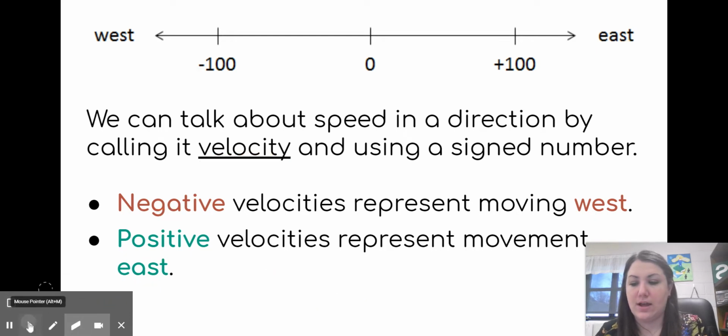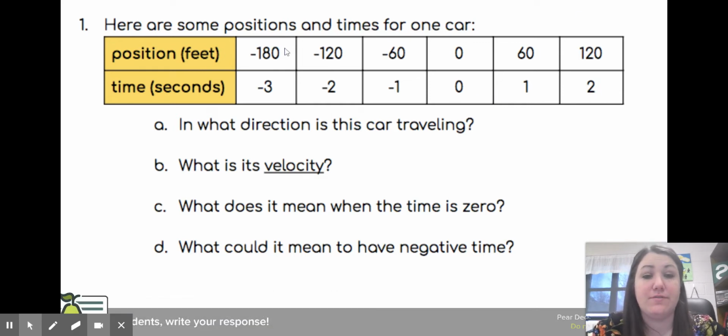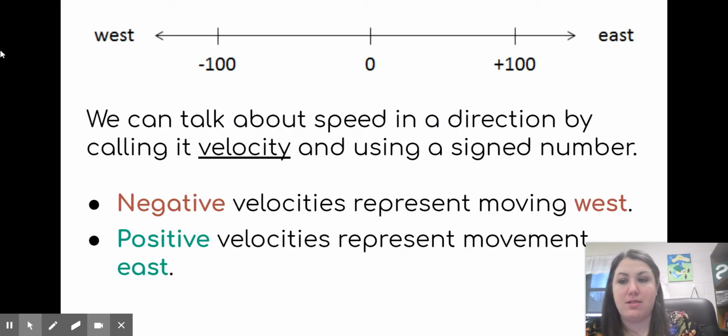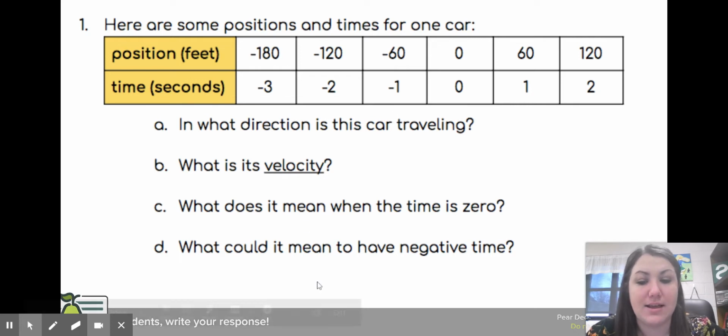So let's go ahead and look at today's main problem. Okay, so we have a car and we have a table that's actually already filled in for us. And this is the times for one car. The first thing we want to know is what direction is the car traveling? Is it traveling east or west? Remember from my last one, negative is west, positive is east. Also, what is its velocity? What's its speed for 1 second? So how fast is it going in 1 second?